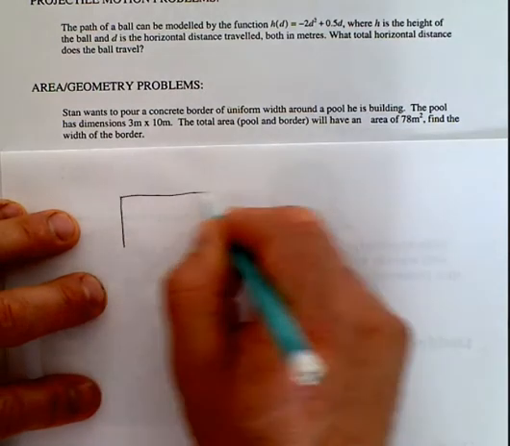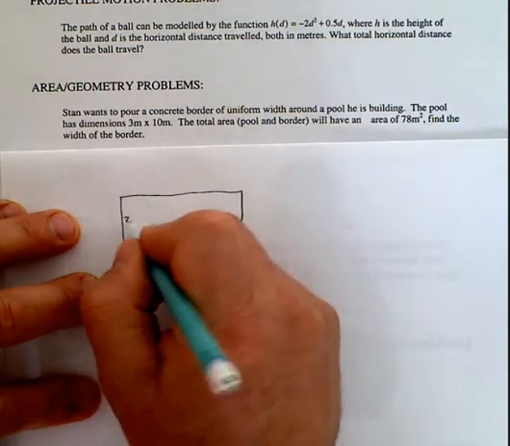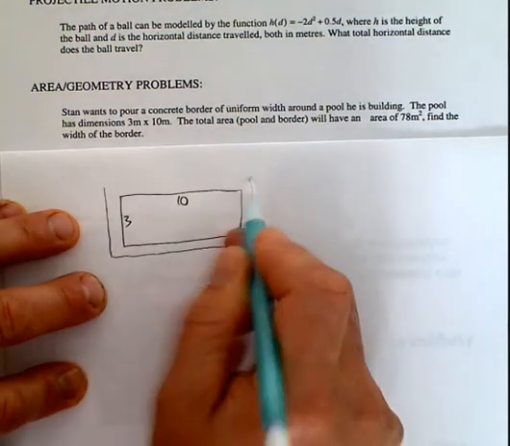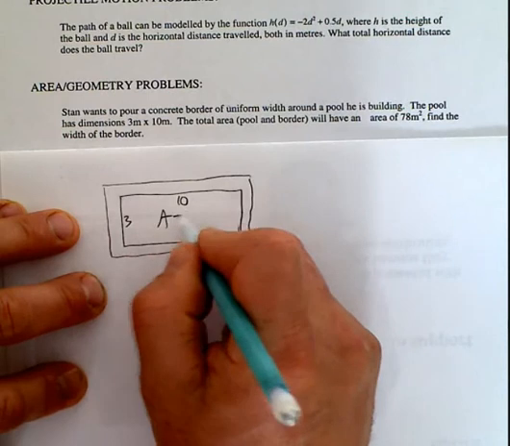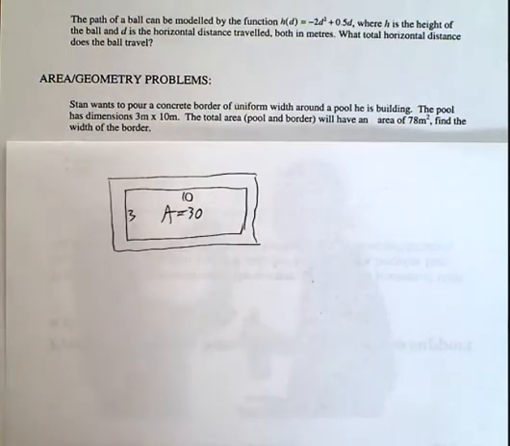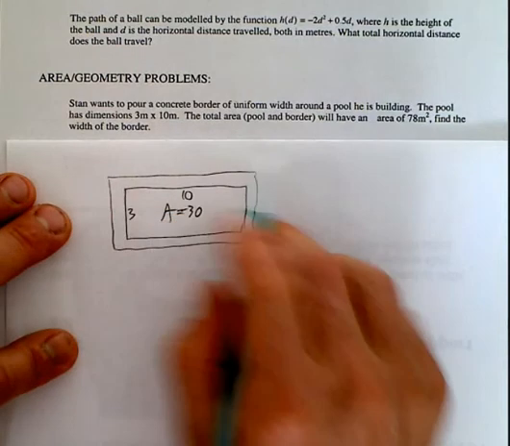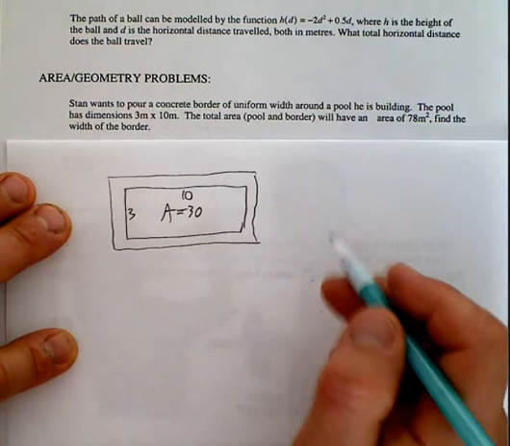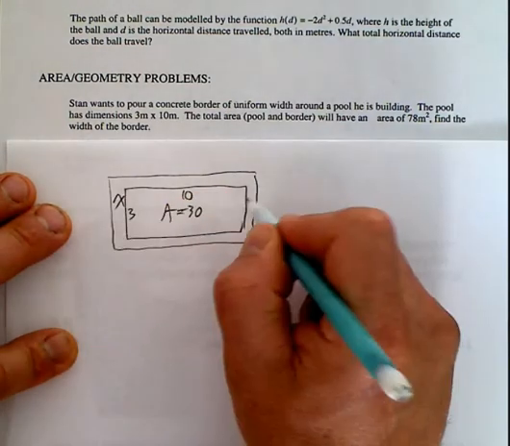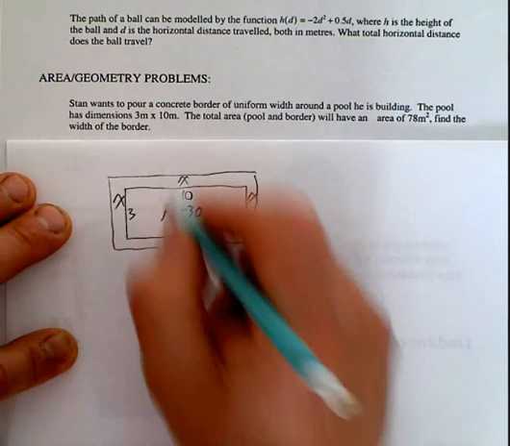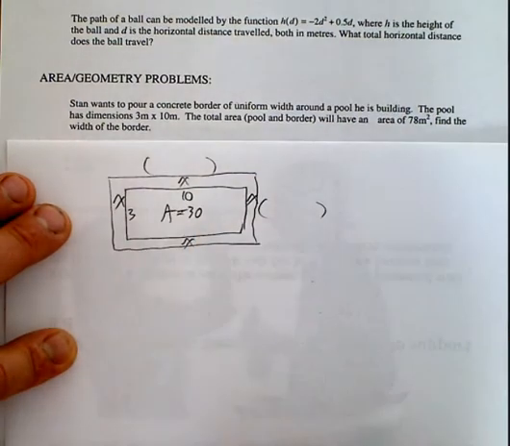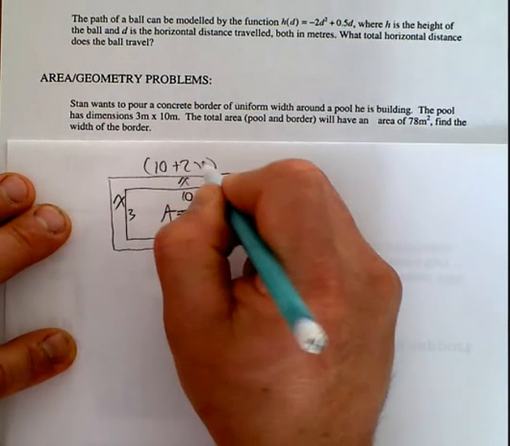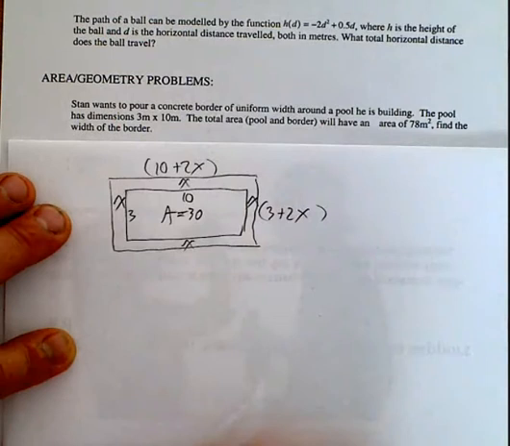So the original dimensions, if you look at the question, are 3 by 10. If you want to put a uniform border all the way around, okay, it looks like this. So the area of the pool is 30, right? What you are adding all the way around, find the width of the border. Whenever you identify what you're looking for, that is x, okay? So x, x, x, and x. So the next step would be to find the new dimensions. If the original was 10, that means that it's 2x bigger, and the width is also 2x bigger.